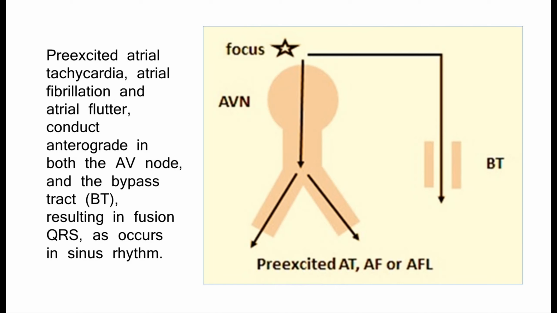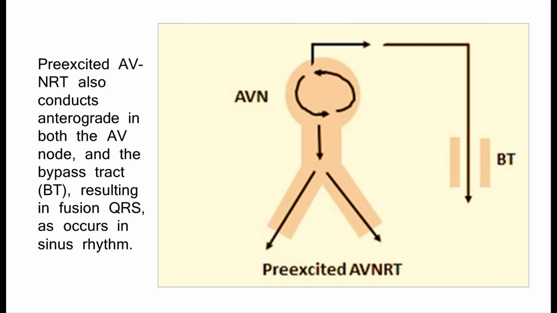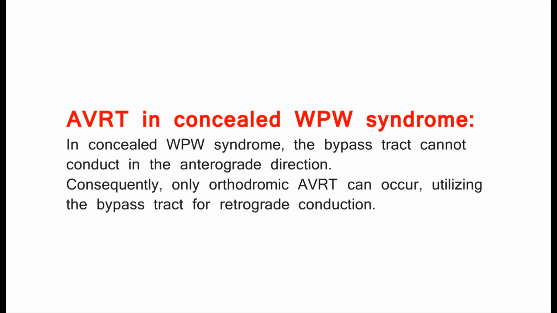Pre-excited atrial tachycardia, atrial fibrillation, and atrial flutter conduct anterograde in both the AV node and the bypass tract, BT, resulting in fusion QRS, as occurs in sinus rhythm. Pre-excited AVNRT also conducts anterograde in both the AV node and the bypass tract, BT, resulting in fusion QRS, as occurs in sinus rhythm.